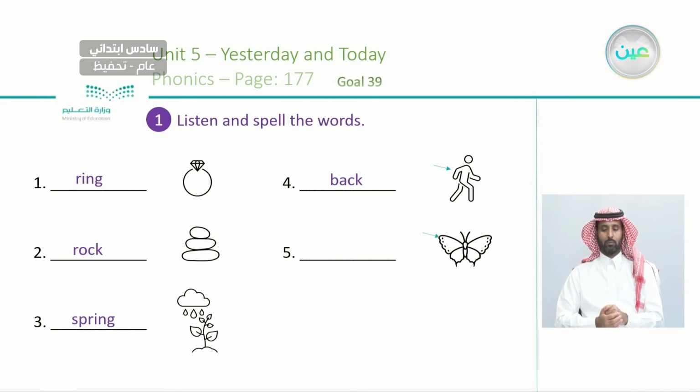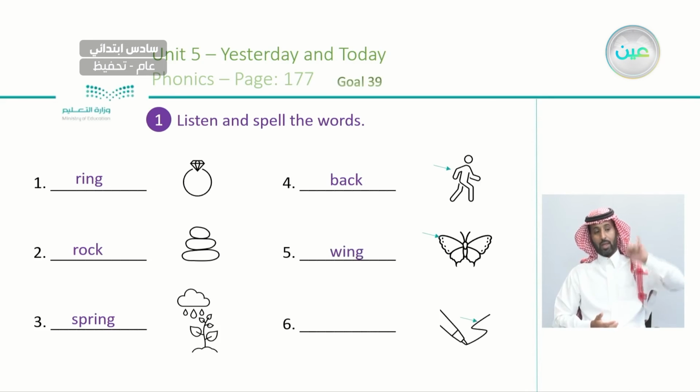Number 5. Okay, what is this? This is the wing. Wing. The spelling is what? W-I-N-G. Excellent. Number 6, last one. What is this? Yes, you can write with it. This is the ink. Ink. Okay, can you tell me the spelling? I-N-K. Excellent. So this is what? Ink. You can write with the ink.